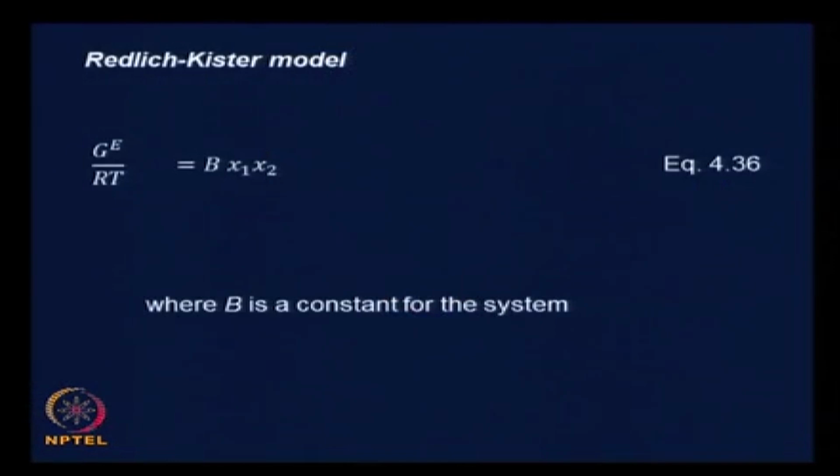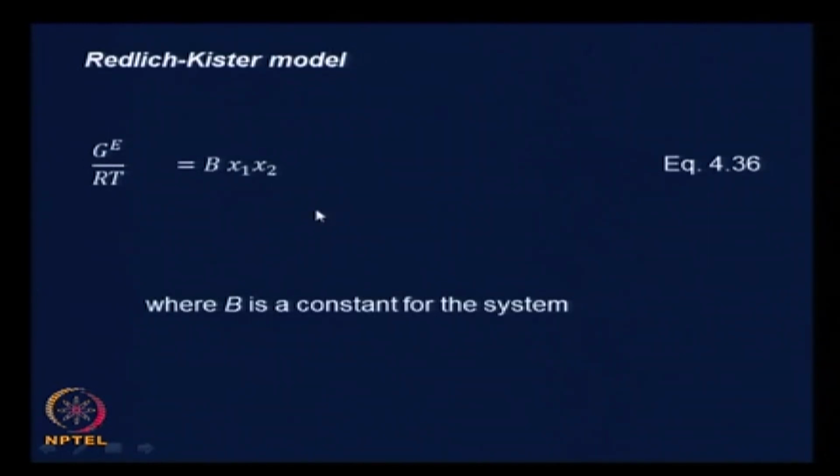Welcome. In the last lecture we started looking at models for activity coefficients for binary systems consisting of two components, and we said we would limit ourselves to binary systems in this particular course. We looked at the Margules model and found expressions for gamma 1 and gamma 2. We started looking at the Redlich-Kister model, which is GE by RT equals B x1 x2, where B is a constant for the particular system.